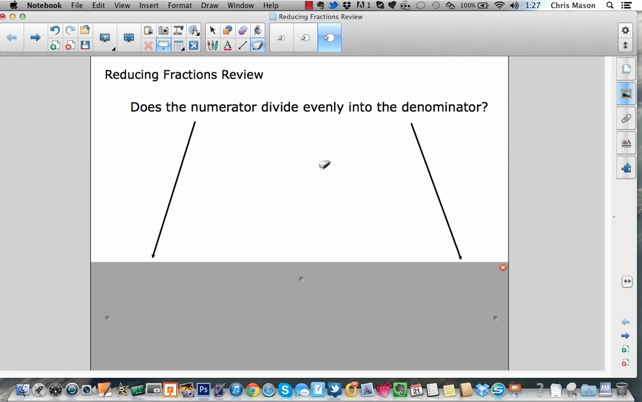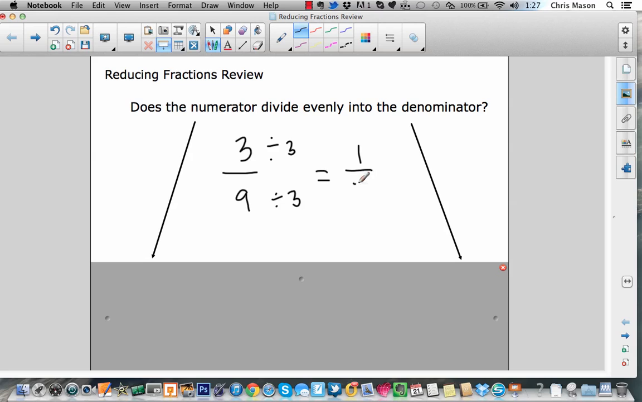Other problems that look like that, we could have 3/9, let's say. And we ask ourselves, does the numerator divide evenly into the denominator? And the answer is yes. So we divide by that numerator. 3 divided by 3 is 1. 9 divided by 3 is 3, 1/3. Last example, we could have 6/18. Does the numerator go into the denominator evenly? Yes, so we divide by that numerator. 6 divided by 6 is 1, 18 divided by 6 is 3.